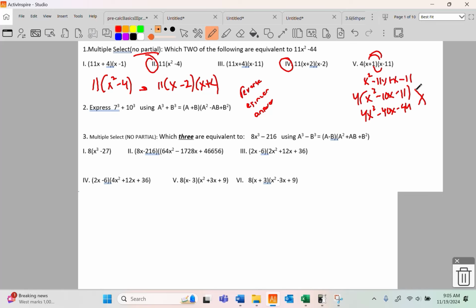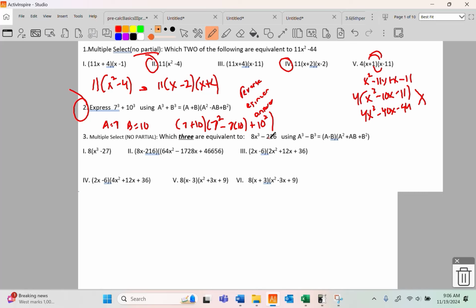All right, express 7 cubed plus 10 cubed. Apparently this year, that question for that group of kids was free response, but the pattern was given to them. So A is 7, because it's whatever's cubed. B is 10, and you just plug in. 7 plus 10, 7 squared, take away 7 times 10, plus 10 squared, and you're done. Not a hard thing to do.